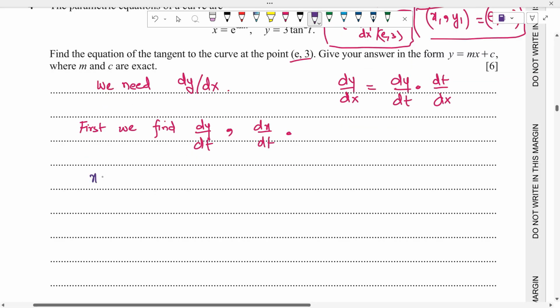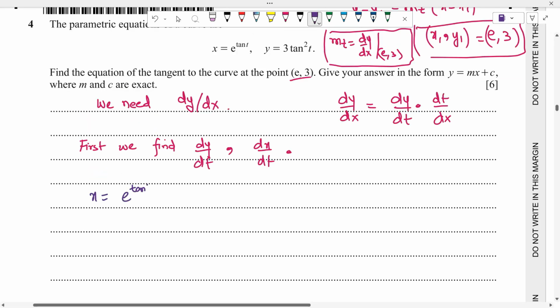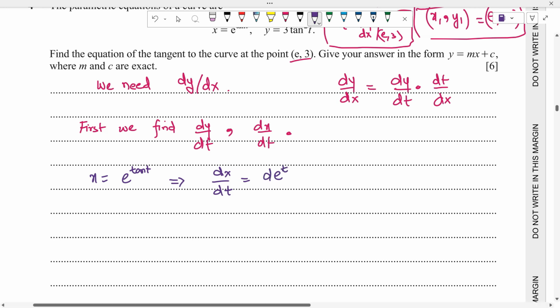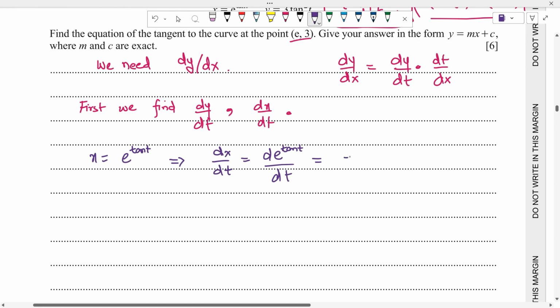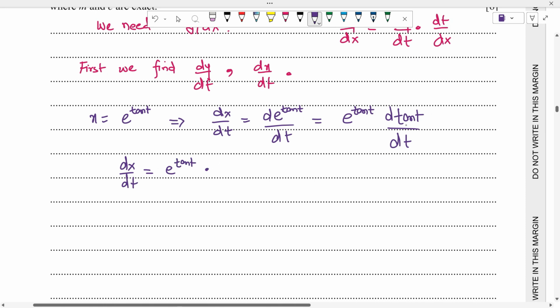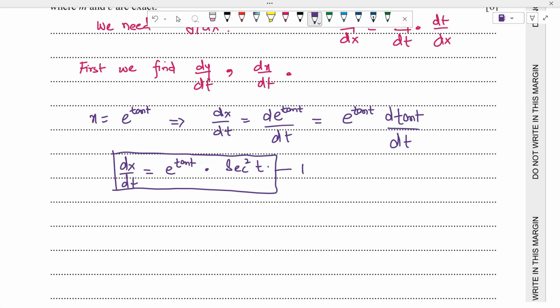So x equals e to the power of tan t. So dx/dt is the derivative of e to the power of tan t with respect to t. The derivative of the exponential term remains the same, so e to the power of tan t, times the derivative of the power, tan t, with respect to t. So dx/dt equals e to the power of tan t times sec squared t, since the derivative of tan t is sec squared t. This is dx/dt, equation 1.